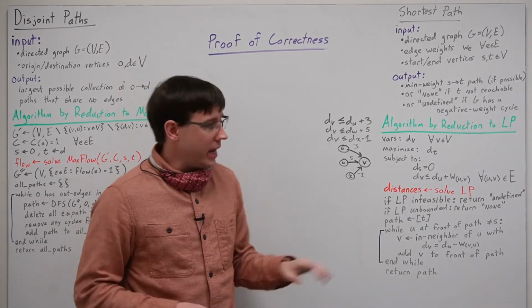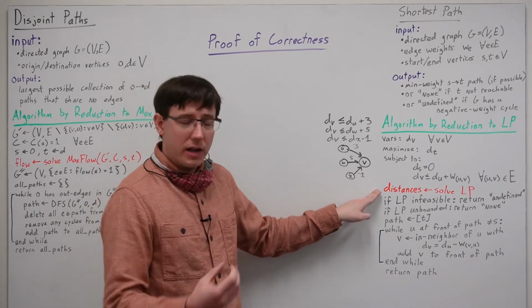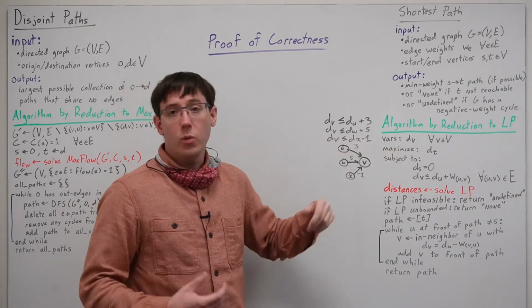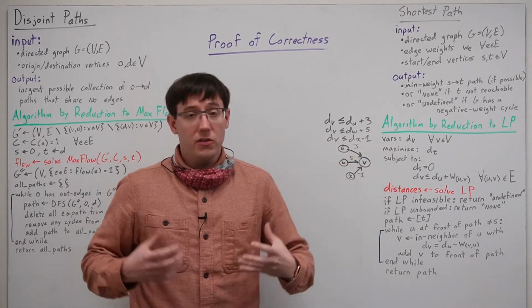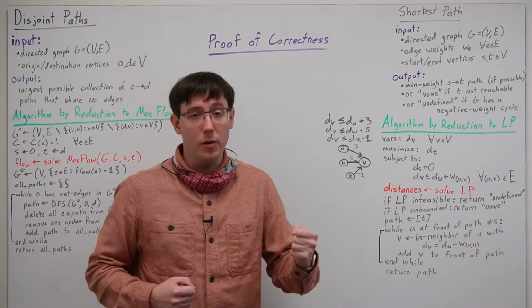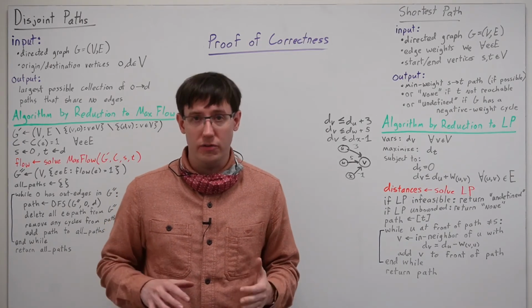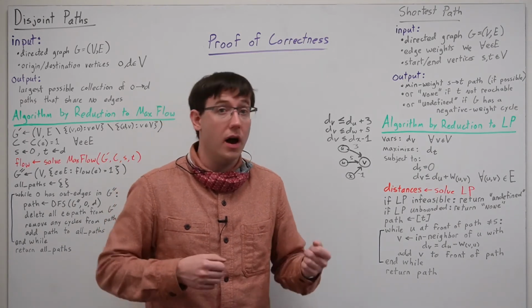But once we get back a solution to the linear program, if it succeeded, it will give us a value for every variable, which we will interpret as a distance for every vertex. But it's also possible that the linear programming library will tell us that our LP was infeasible, there was no way to satisfy all of the constraints, or it might tell us that our linear program was unbounded.